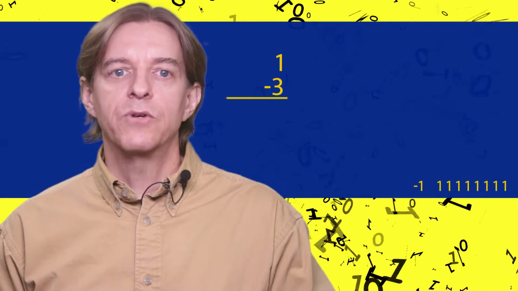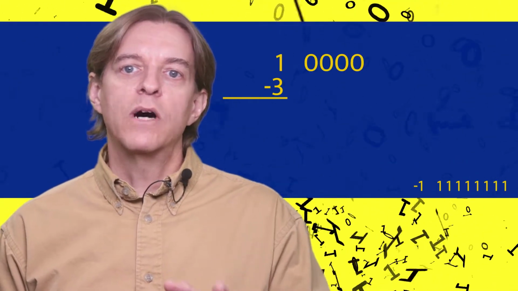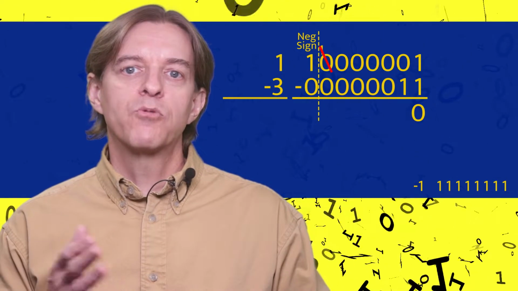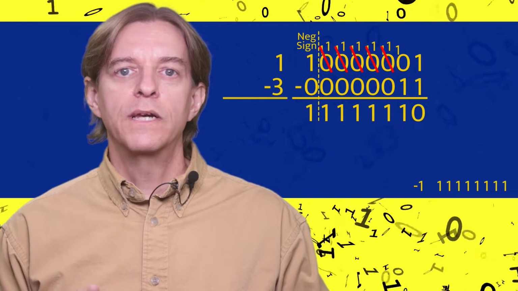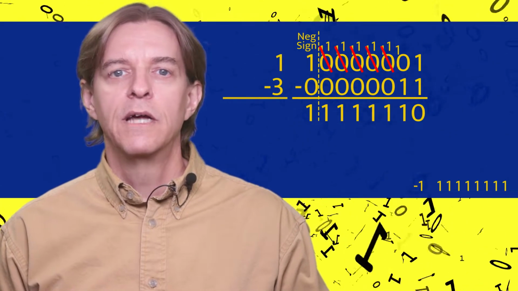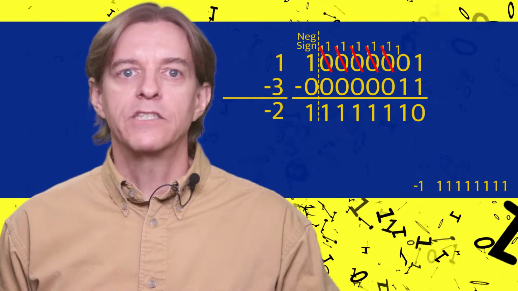Let's take 1 minus 3. In binary, this is 1 minus 1, 1. Going through the process we used for 1 minus 2, we end up with a final result of 1, 1, 1, 1, 1, 1, 1, 0, which we assign the value of -2.